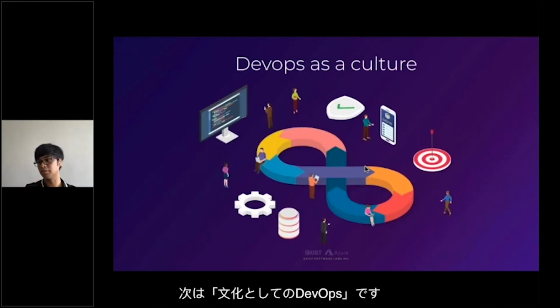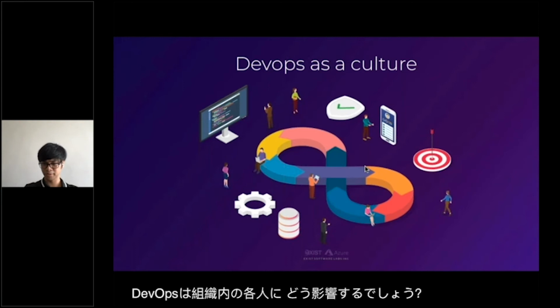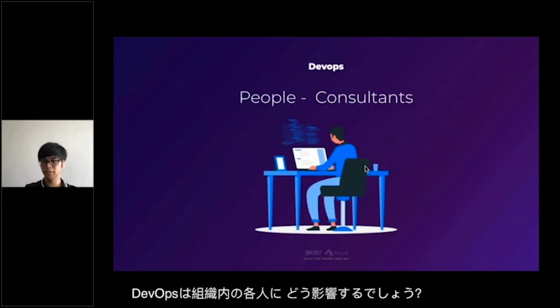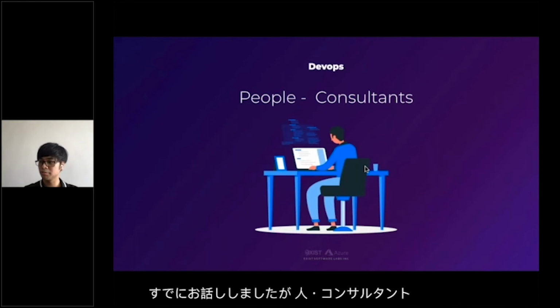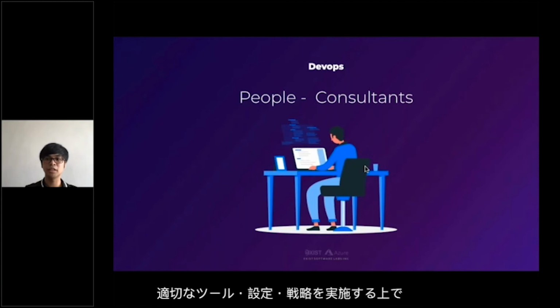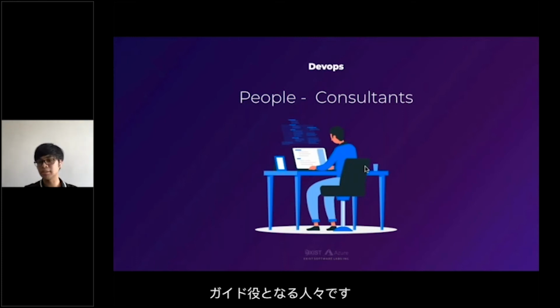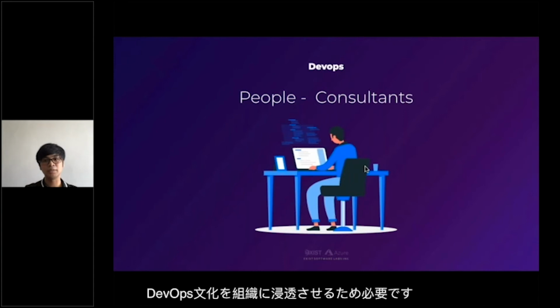Okay, DevOps as a culture. How does DevOps affect each individual within your organization? We've talked about people, consultants. You have to have these people with you. They can guide your organization in implementing the right tools, the right configurations, and the right strategies for you to successfully implement a DevOps culture within your organization.